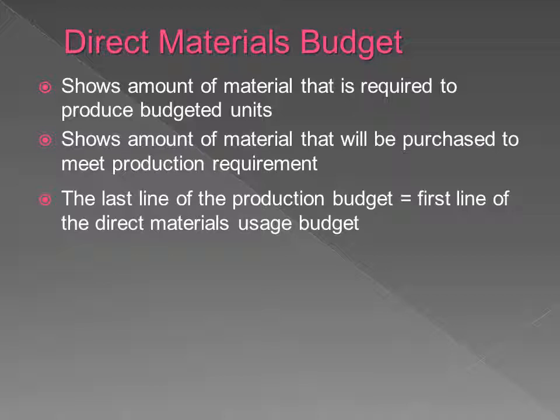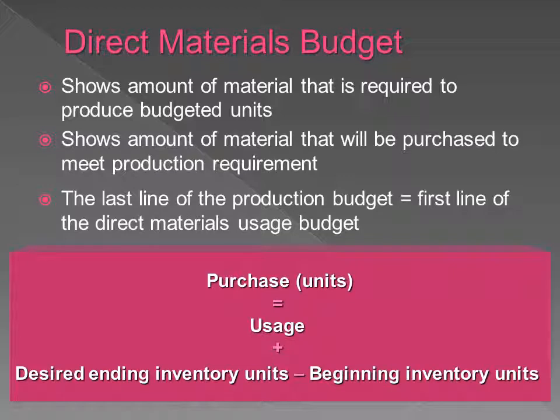Now, the direct materials budget is used for companies that are actually manufacturing the materials to produce the product. And this tells them how many units of a particular product to either buy or make in order to have enough inventory available.